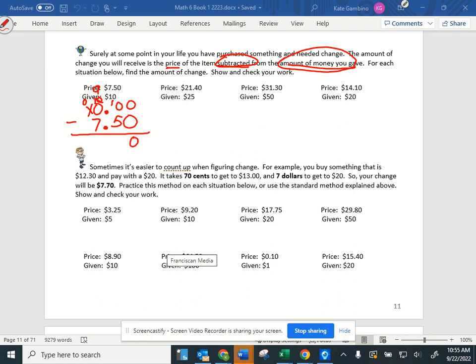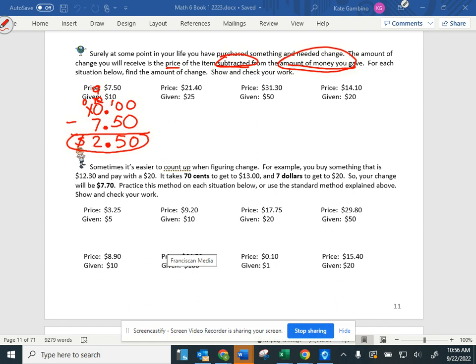Now I have 10 minus 5 is 5, shifting down my decimal point. 9 minus 7 is 2. And now I have 0 minus nothing, so that's going to be 0. So what is my answer? I need to put my dollar sign there so I know that it's dollars. My answer is $2.50.